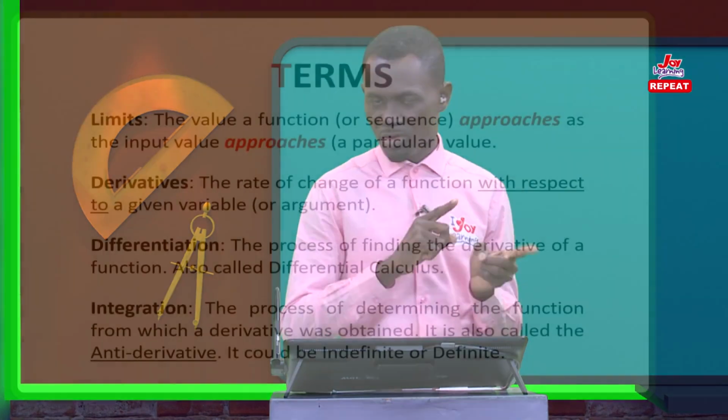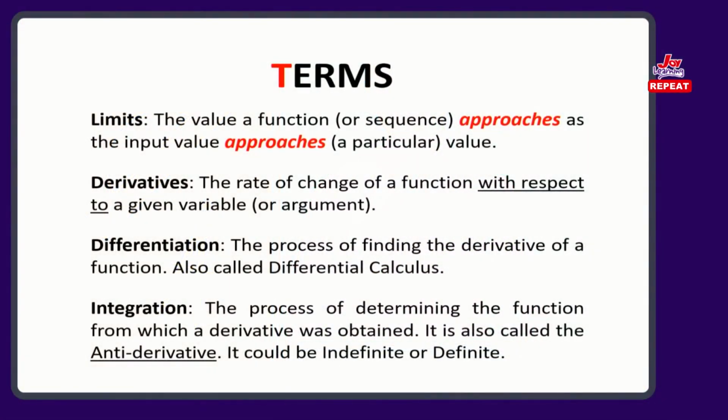So what happens if your parents' salary or income increases or decreases? What would happen to your own pocket money? That is a derivative. If we're able to find that rate of change, we say we have found the derivative. But we will do this in the context of algebra. Remember, a function will be an algebraic statement. Then we talk about differentiation.